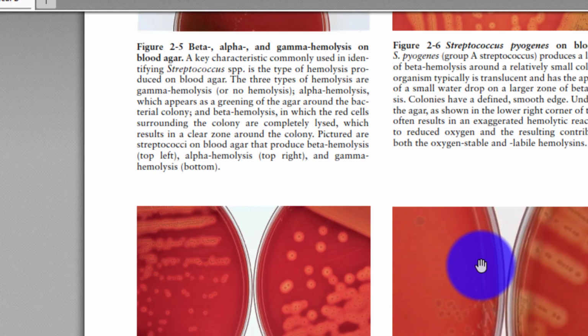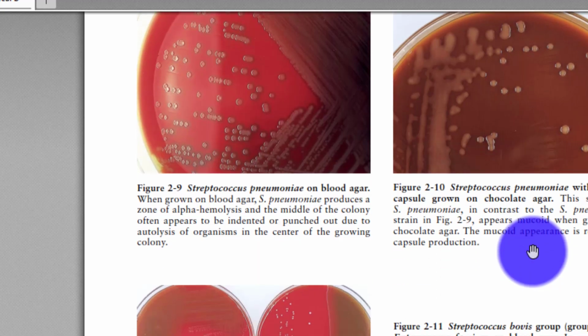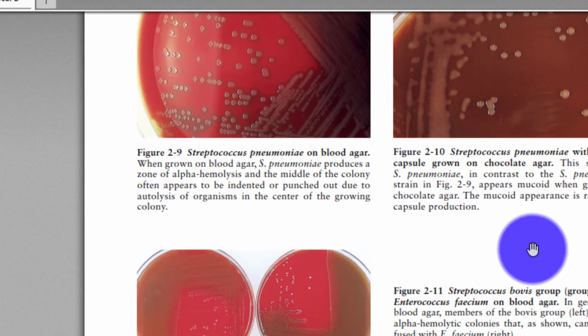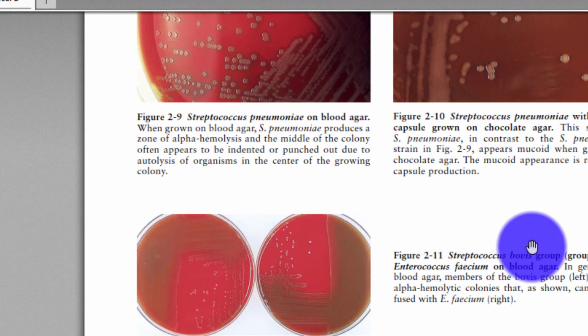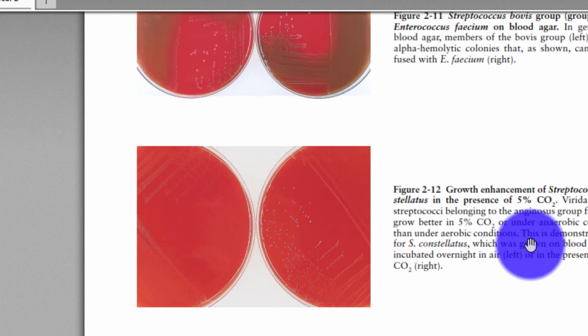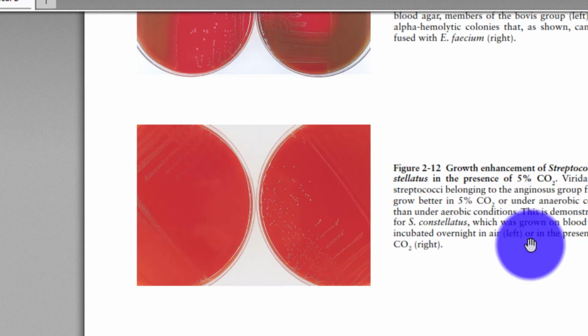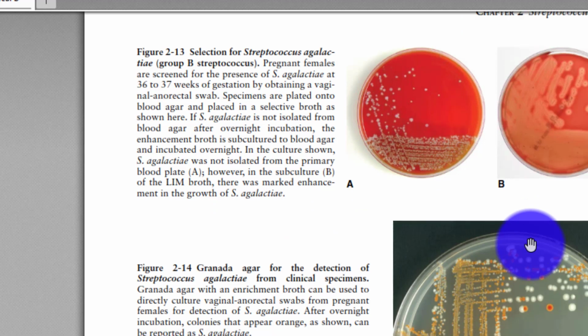Here, Streptococcus pyogenes and Streptococcus constellatus, or small colony group Streptococci. Here, Streptococcus agalactiae and Streptococcus pneumoniae. Growth enhancement of Streptococcus in 5% CO2. Growth enhancement of Streptococcus on blood agar. Selection of Streptococcus agalactiae.